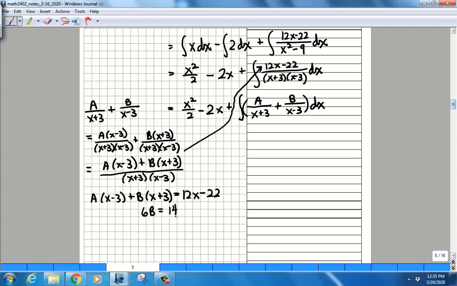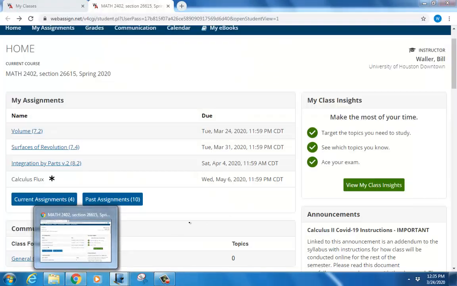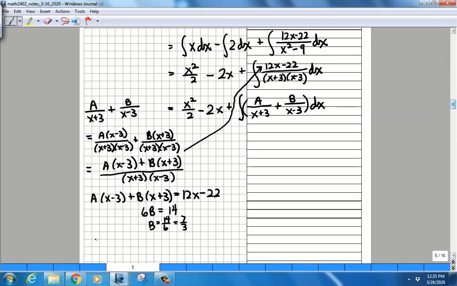So that looks like 14, I think. Isn't that right? That would be 36 minus 22, which is 14. Or b is equal to 14 over 6, which reduces to 7/3. So there's my value for b. That's not so bad. And now we play this game again.